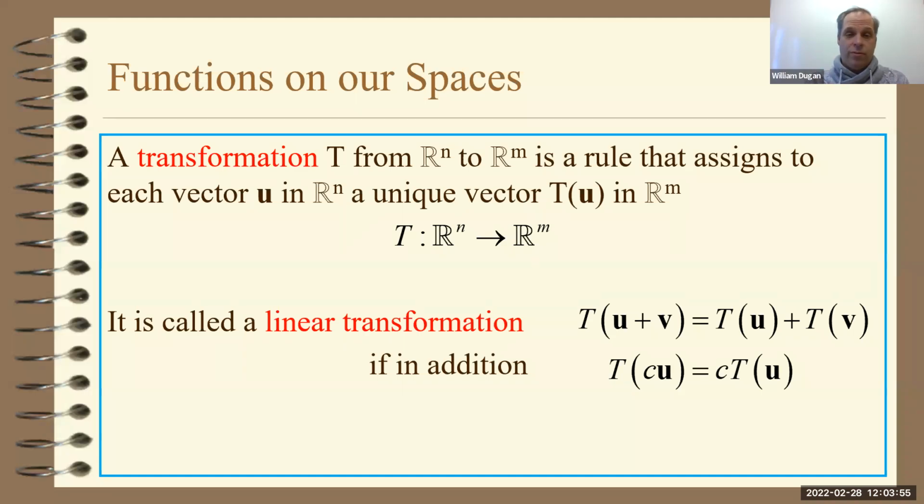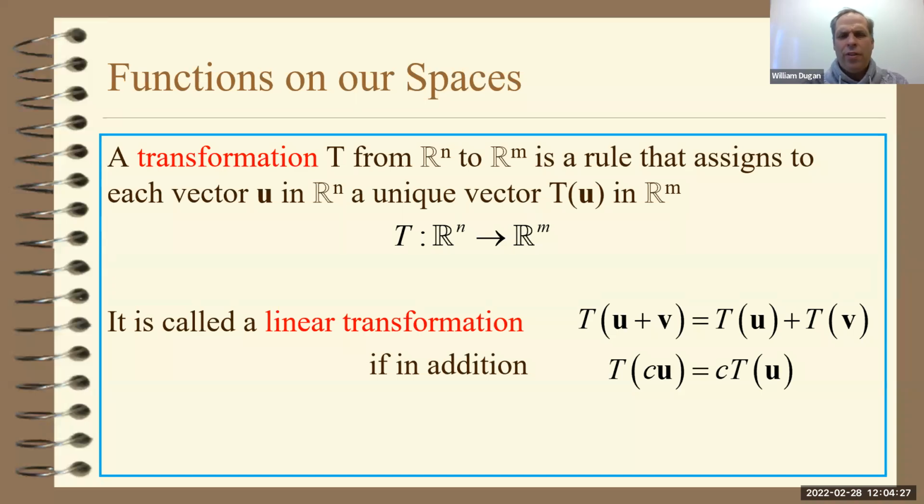Now, if in addition, this function will distribute through vector addition and will distribute through scalar multiplication, so the scalar can come out, then we say that that transformation is a linear transformation. We need these two properties at a minimum in order to say that a linear combination in one space gets mapped to a linear combination in another space, where the scalars used in both linear combinations are exactly the same.